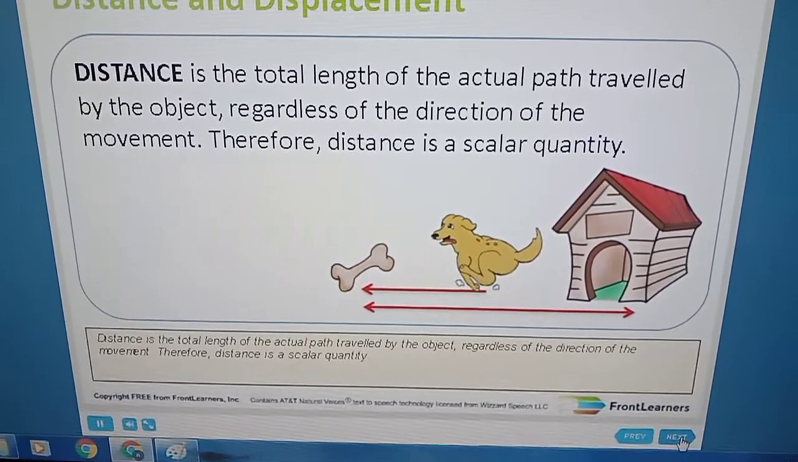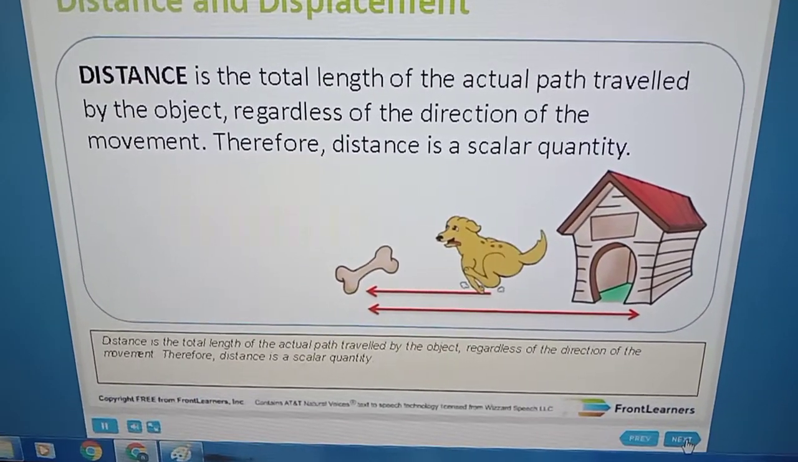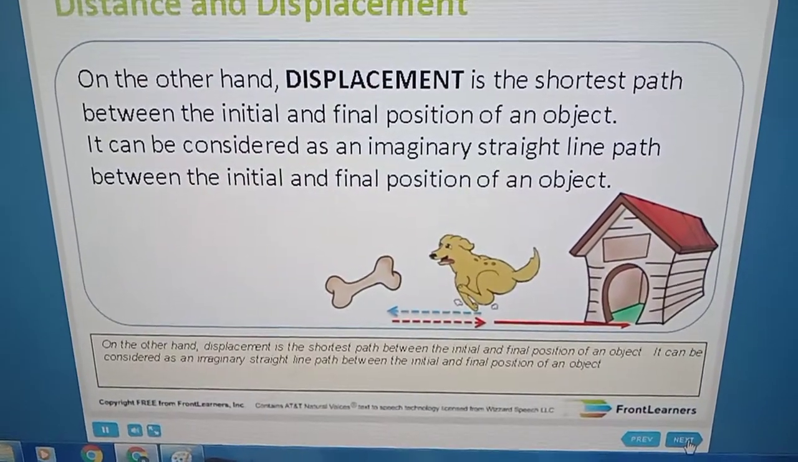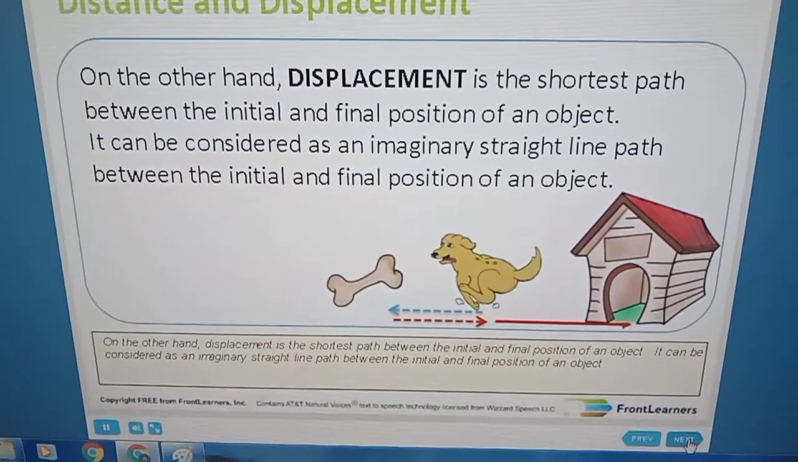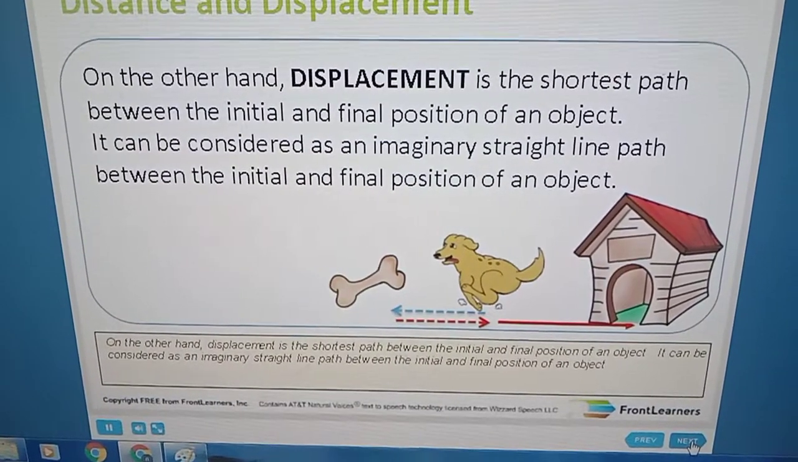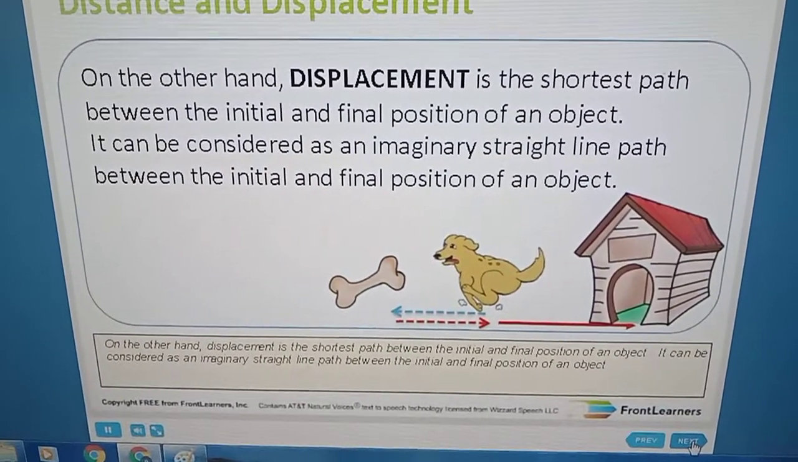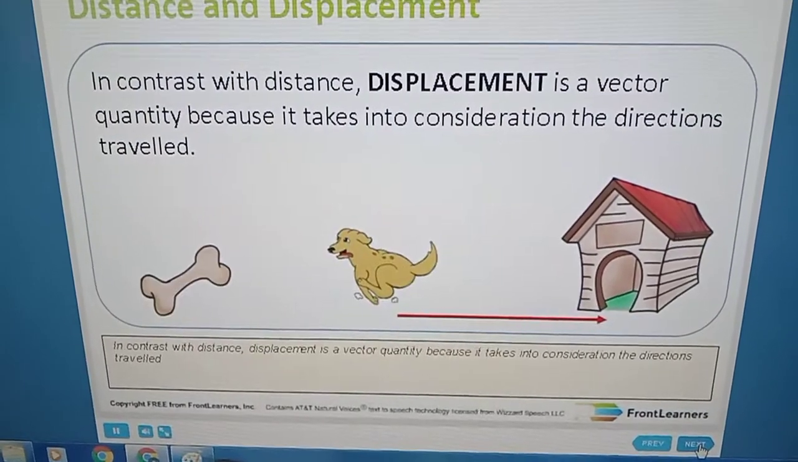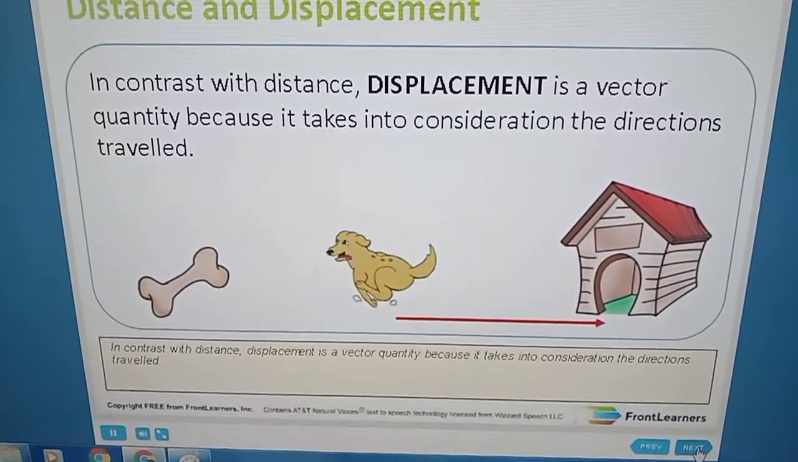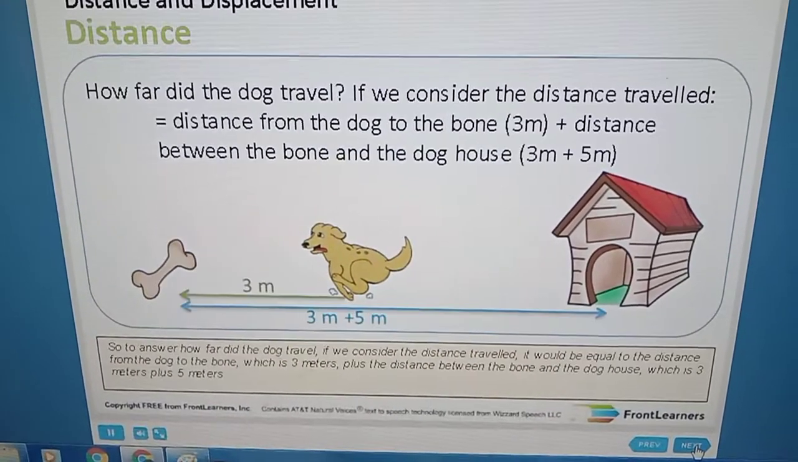Distance is the total length of the actual path traveled by the object, regardless of the direction of the movement. Therefore, distance is a scalar quantity. On the other hand, displacement is the shortest path between the initial and final position of an object. It can be considered as an imaginary straight line path between the initial and final position of an object. In contrast with distance, displacement is a vector quantity because it takes into consideration the direction traveled.